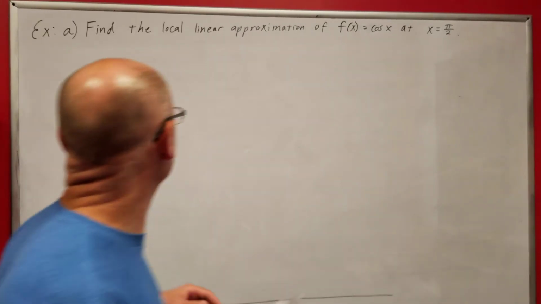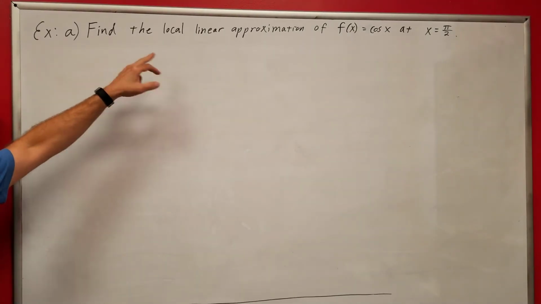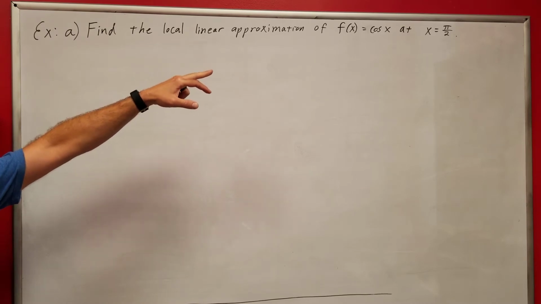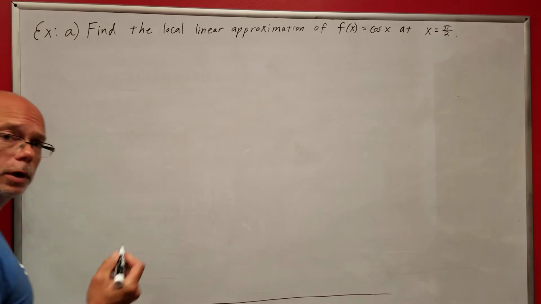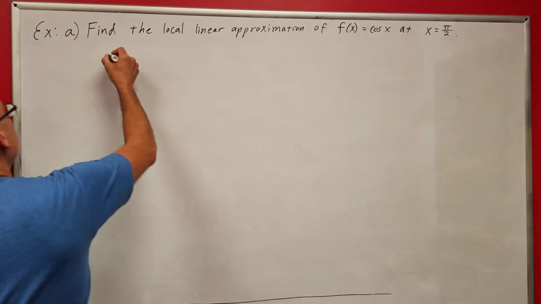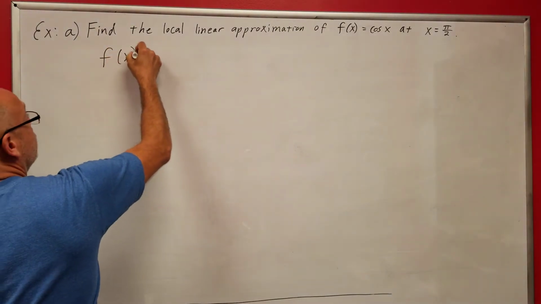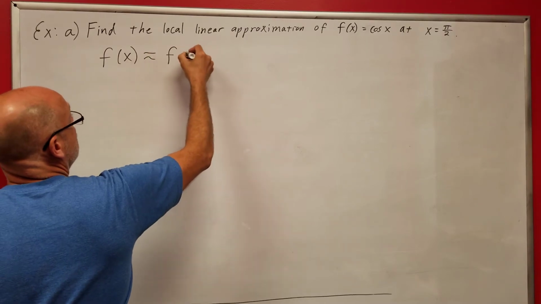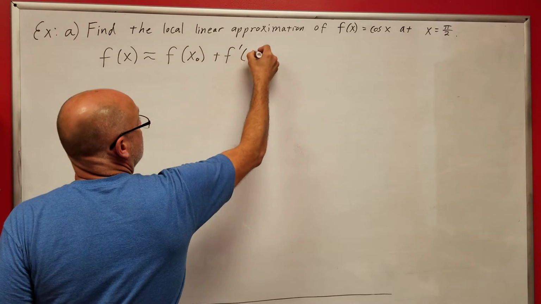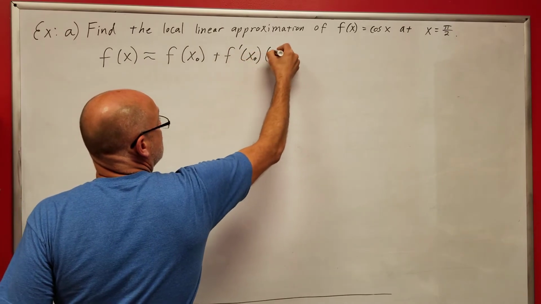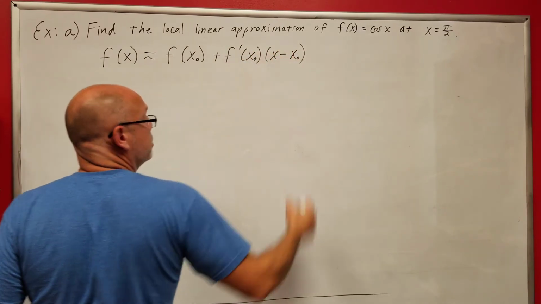In this example, find the local linear approximation of f of x equal to cosine of x if x is equal to pi over 2. Alright, so I'm looking for the local linear approximation. So what am I looking for? I'm looking for f of x is approximately f at x naught plus f prime at x naught times x minus x naught. Remember my formula?